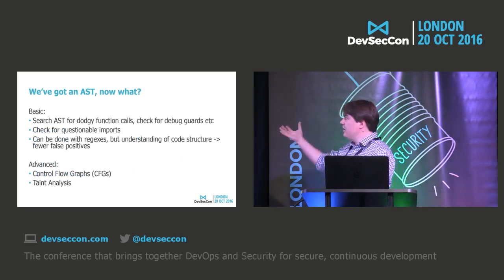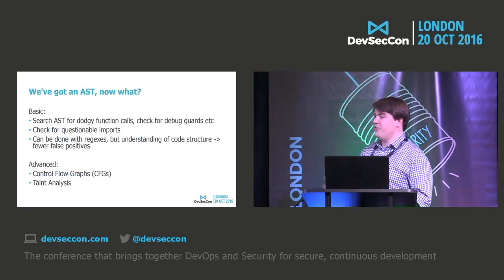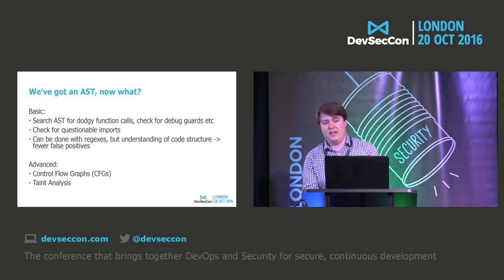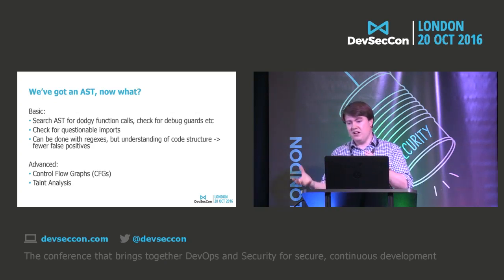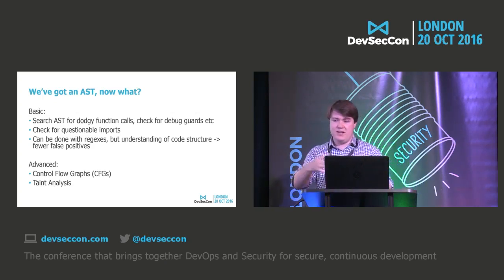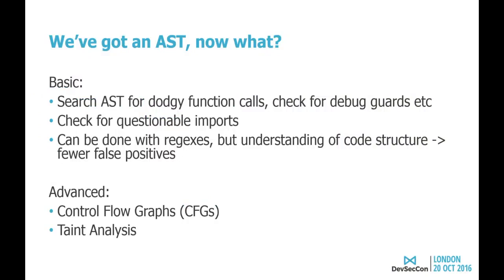So you can search the AST at a basic level for things like calls to functions you know you don't want, debug calls if they should be there, maybe they're not, maybe you're outputting data to locations that you don't want it to in a production environment, log files, so on. Questionable imports potentially, depending on the parsers you're using and so on and so forth.